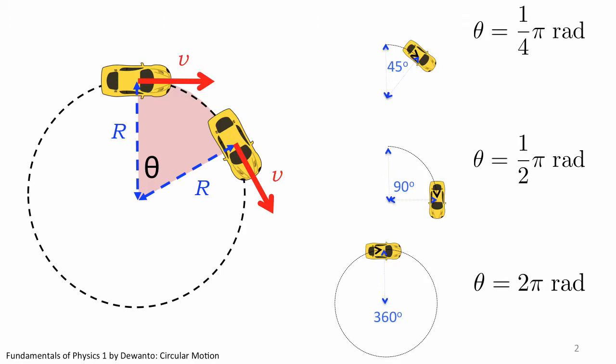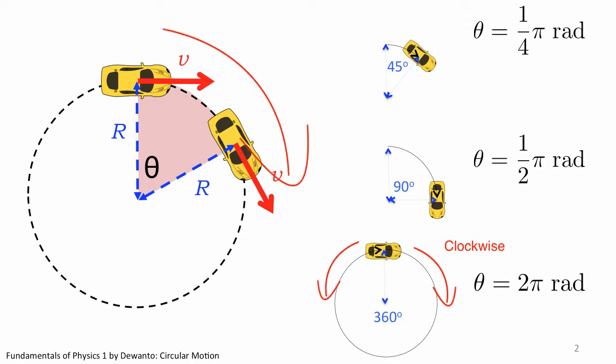Angular displacement, like displacement, is a vector quantity. The magnitude is given by the numerical value of the angle itself, and the direction is given by clockwise or anti-clockwise as seen from the top. In our case, all the directions are clockwise.